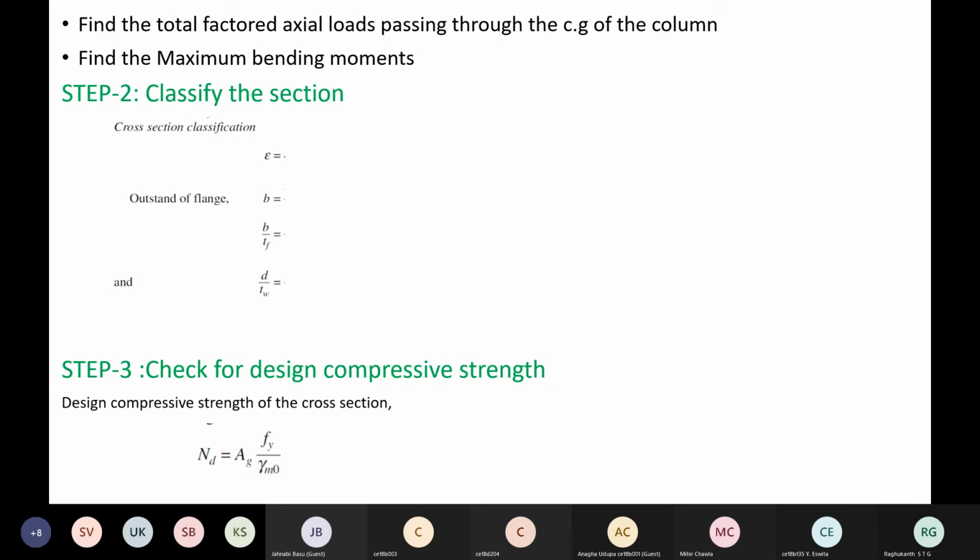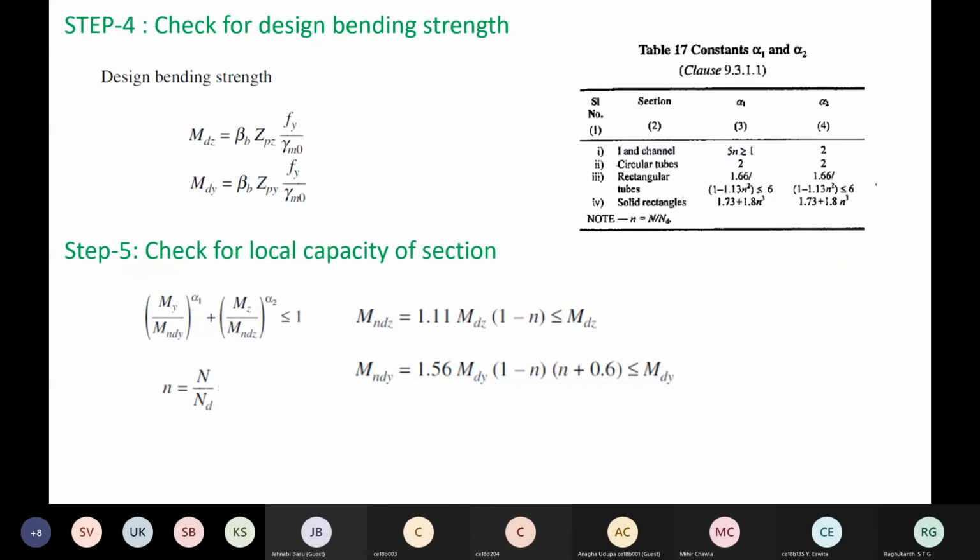After that, we will go for the check of design compressive strength, that is ND as AG Fy by gamma m naught. AG is already given in the problem. Fy and gamma m naught, if we substitute, we will get ND. After that, we will go for check of design bending strength, that is MDZ and MDY, major and minor axis. Beta B you will know according to the class of section. ZPZ and ZPY you can already calculate. Fy and gamma m naught. So after that you will get MDZ and MDY.